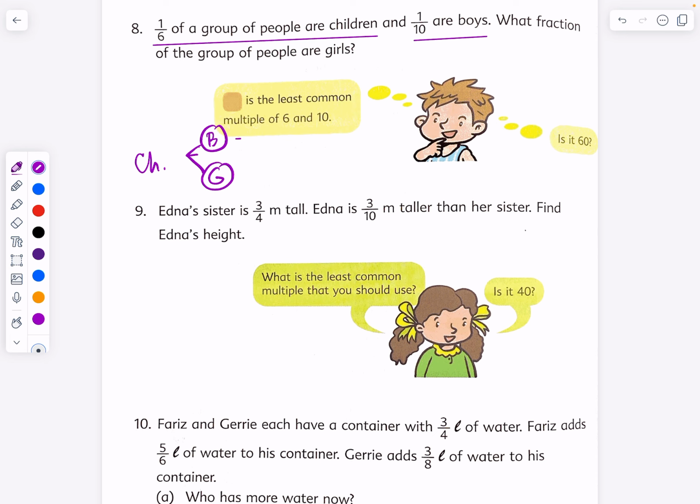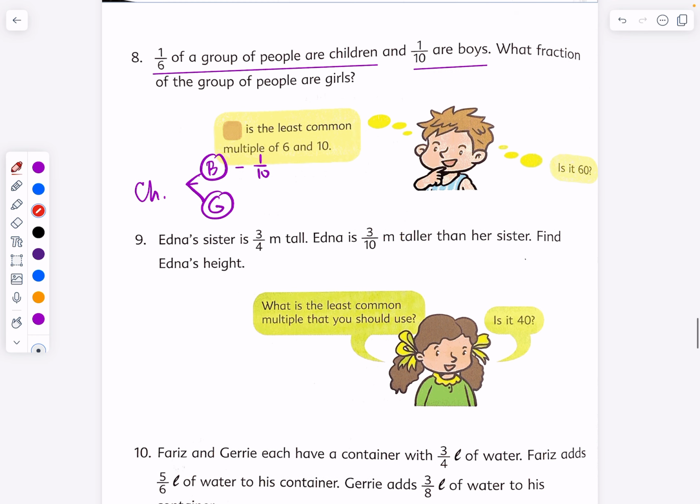So if 1/10 are boys, we do not know girls. That is what we need to find out. And altogether, children are 1 out of 6. How do we find a missing part? We know that all of the children are 1/6. We know that some of them, meaning 1/10, are boys. The rest are girls. We use subtraction to find a missing part.